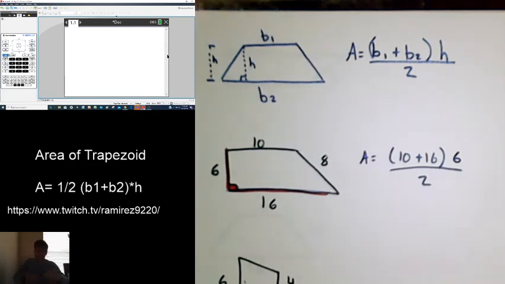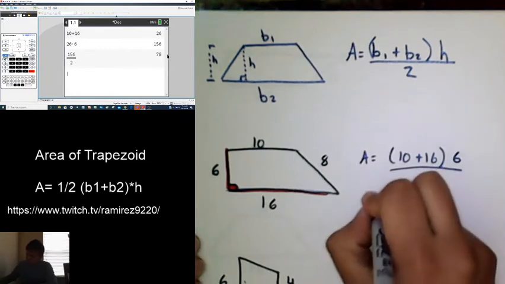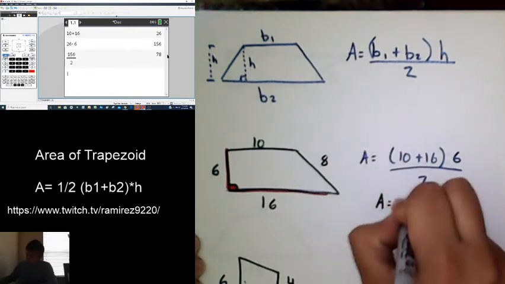it in your calculator. So it's going to be 10 plus 16, which is 26, right? Then 26 times 6, and we have to divide that by 2. So my area for this trapezoid is 78. It's that easy.